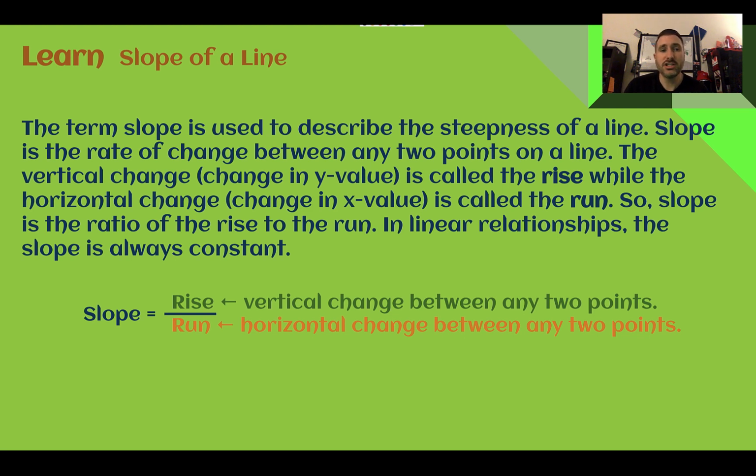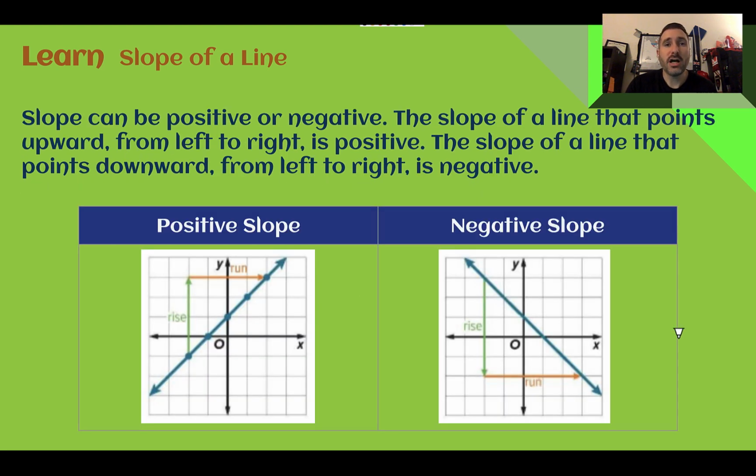In linear relationships, our slope is constant. So as we are going through this, we will see slope is equal to the rise over the run. So how much is it changing going up and down, divided by how much is it changing going left and right. When we're talking about slope, we can have a positive slope or a negative slope, and we determine it by reading from left to right.